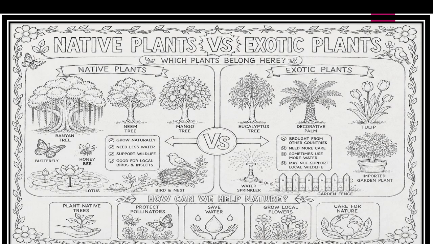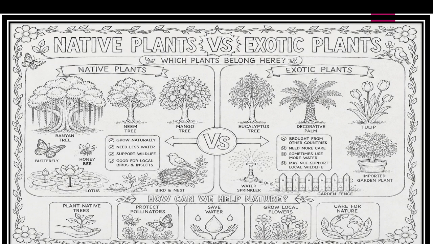And now we are done with the pencil outline. Both sides are complete. The comparison is clear. Our bottom section is ready. And our border is finished. But right now it looks like a black and white world. So let's bring this project to life. At the bottom section, we have included how can we help nature: plant native trees, protect pollinators, save water, grow local flowers, care for nature.